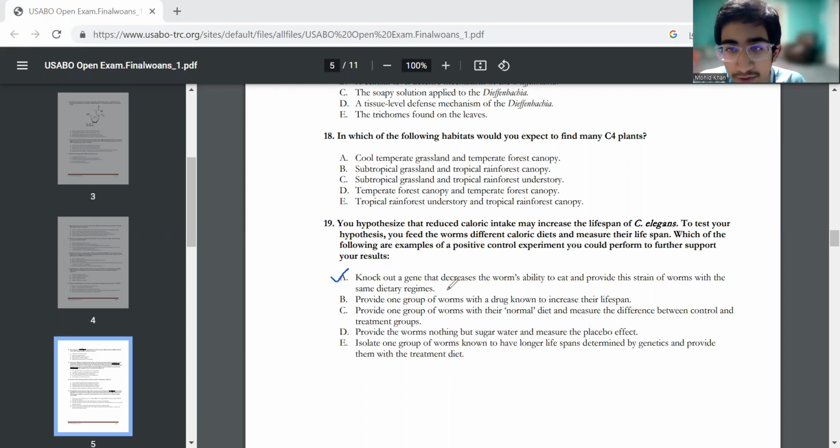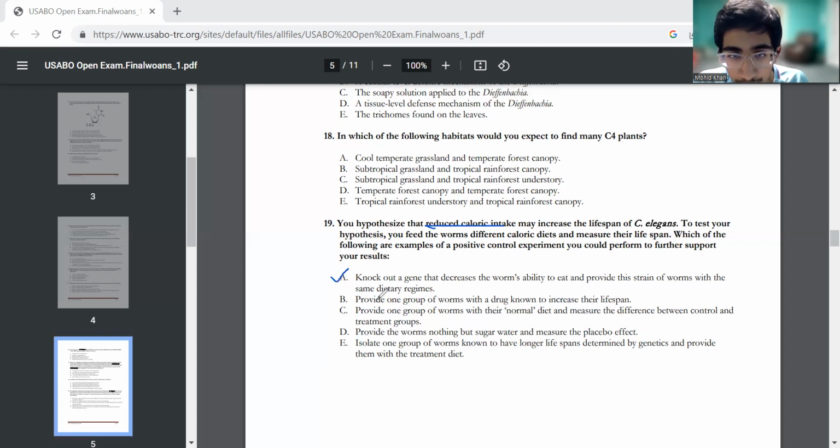So this will determine, if you're decreasing its ability to eat, that could affect its lifespan and such, because we're looking at reduced caloric intake. That's what we're studying, and decreasing its ability to eat would definitely reduce caloric intake. So this could prove whatever the scientist is trying to look at.